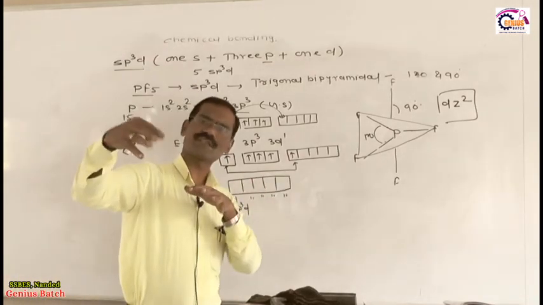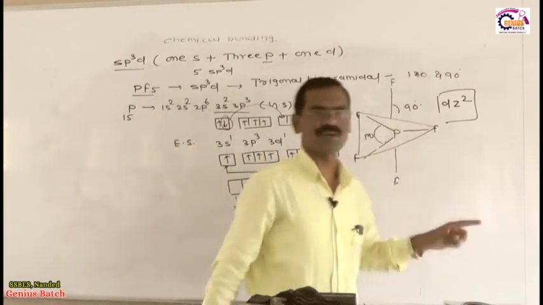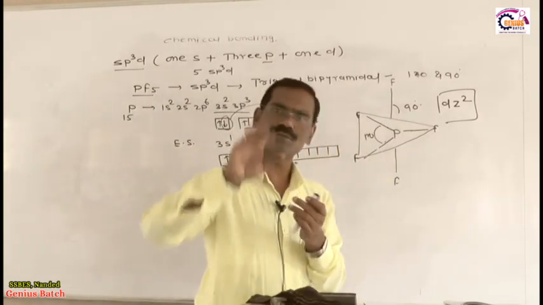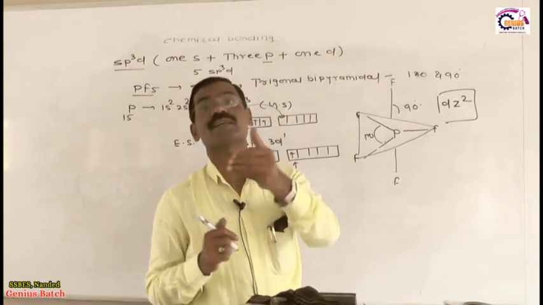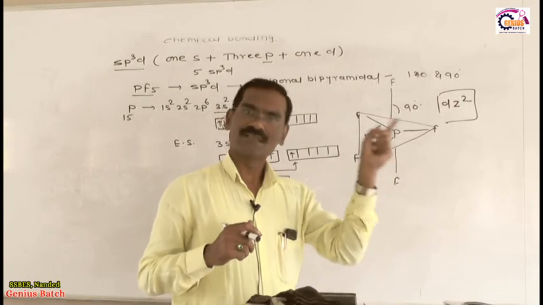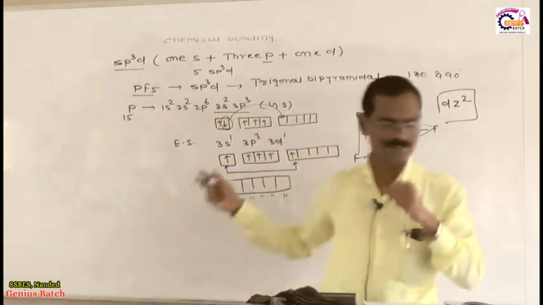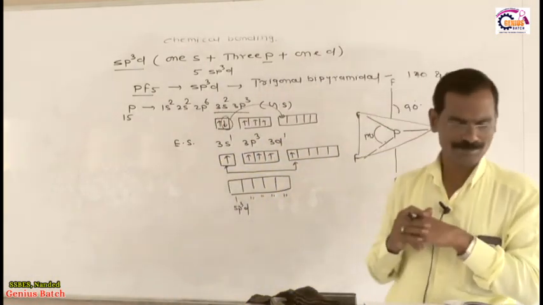If anyone asks you the question, then the answer must be dz square, because in d orbitals we have 5 degenerate orbitals, which are dxy, dyz, dzx, dx square minus y square and dz square. The dz square orbital is involved in the mixing of sp3d hybridization.